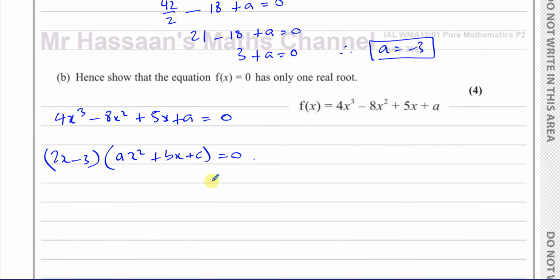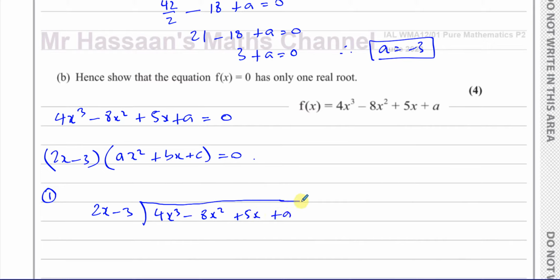Now, there's a couple of ways we could do this. One of them is by using algebraic long division, which is what I guess most students would do. So I'll start off with that. You have 2x minus 3 divided into 4x cubed minus 8x squared plus 5x plus a.